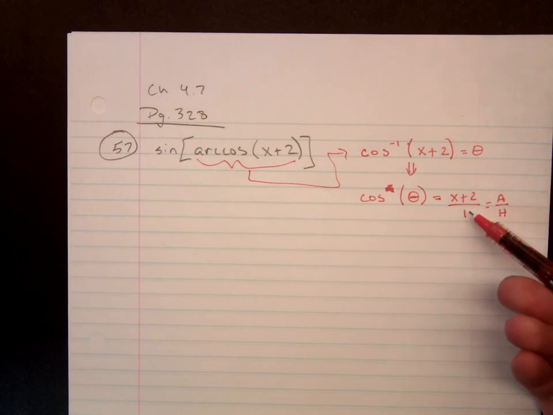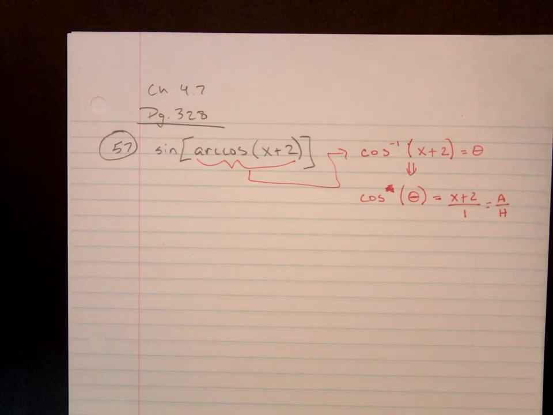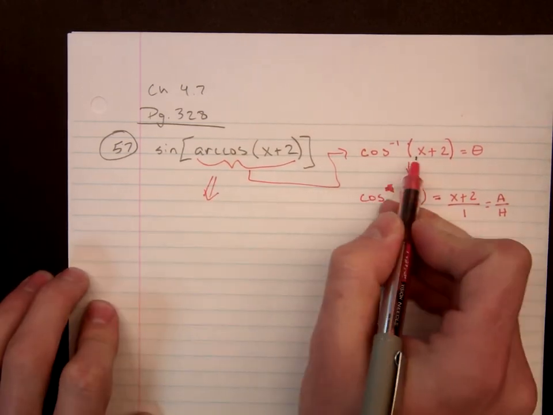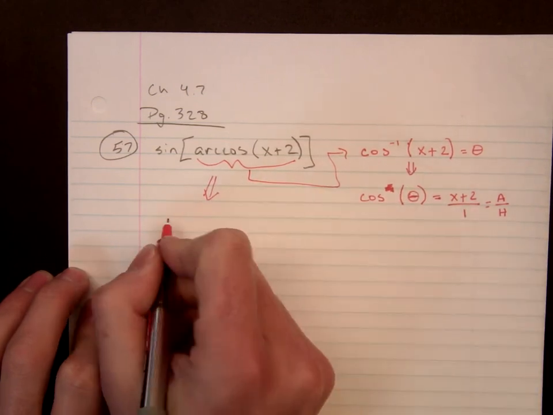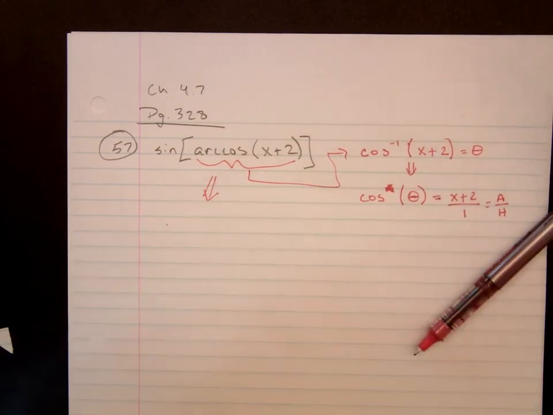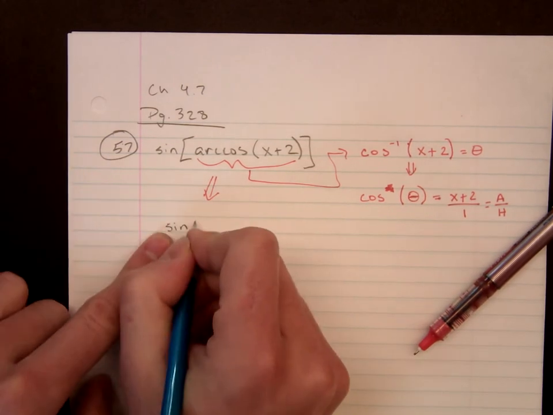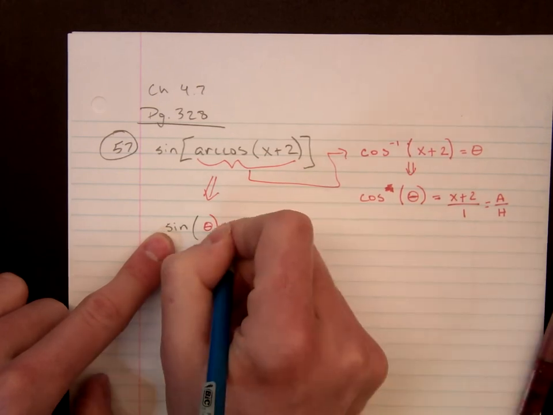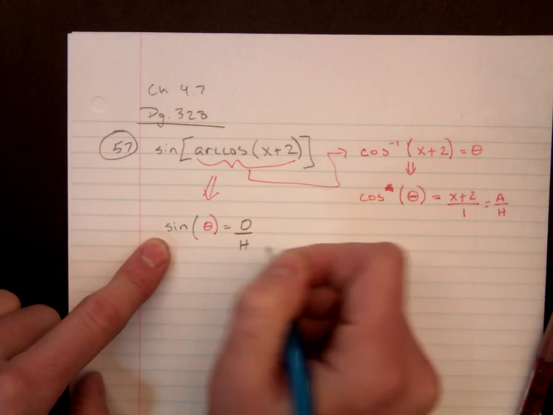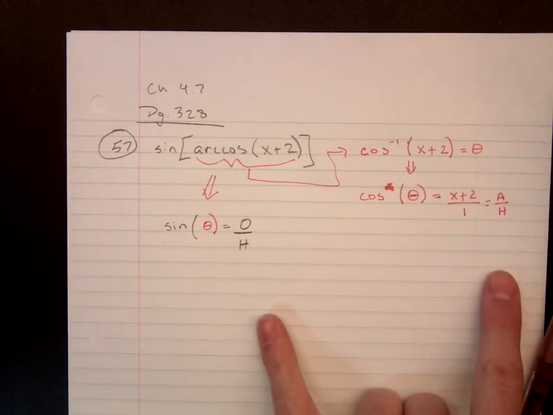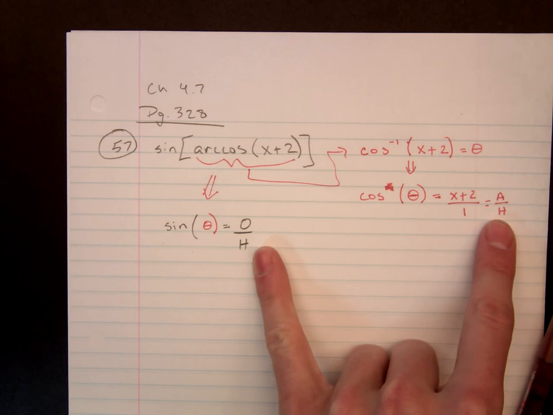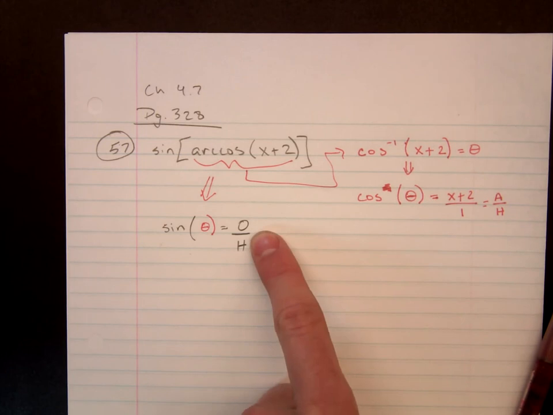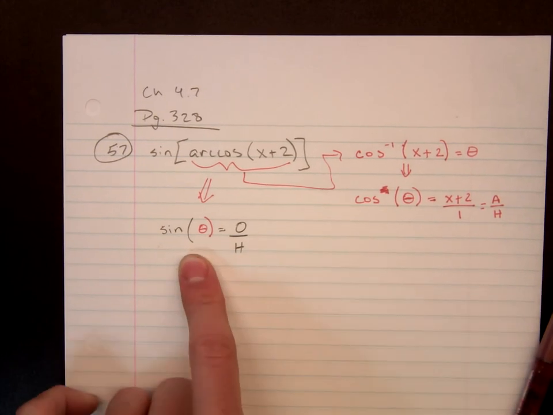So now I have two sides of my triangle. I can always find the third. And if I rewrite my equation over here, well, since I set arc cosine equal to theta, really what I'm trying to find is sine of theta, which is equal to opposite over hypotenuse. So as you can see here, I'm simply setting it up to where both of these are referencing the same triangle. And since I have two sides of the triangle, I can find the opposite side, and I'll be able to figure out the ratio for sine.